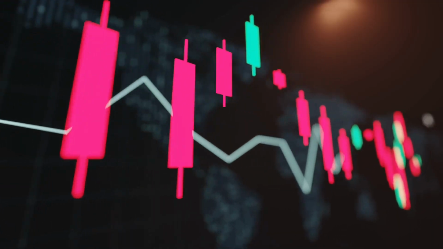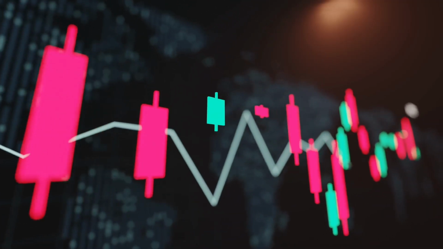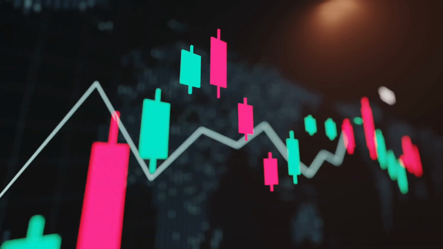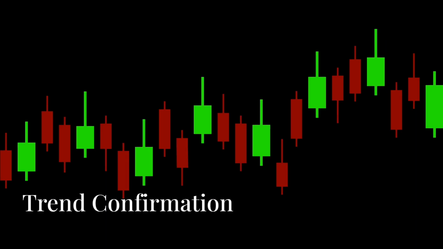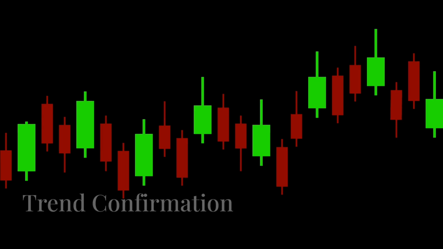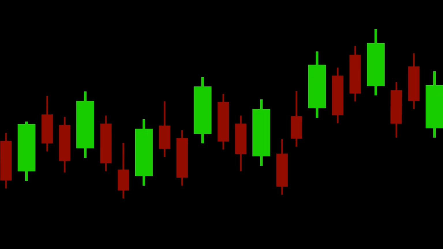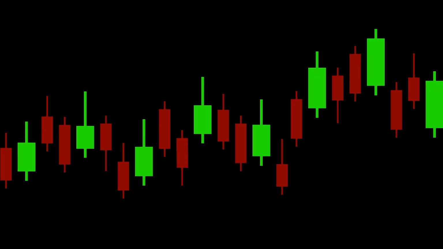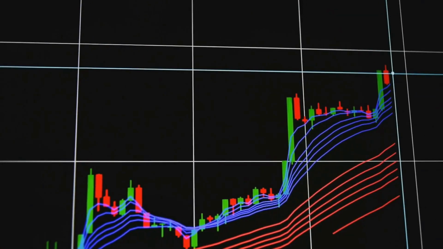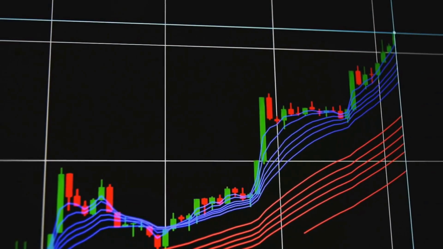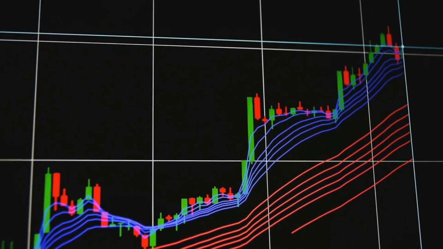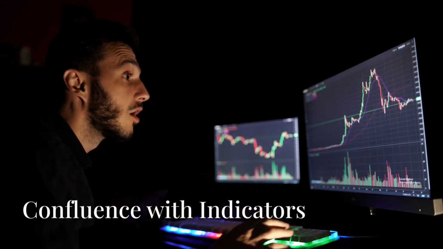Breakout strategy. If price breaks R1 with volume, it may target R2 or R3. If price breaks S1, expect S2 or S3. Trend confirmation. When the price stays above the pivot, it indicates a bullish sentiment. Conversely, if the price is below the pivot, it suggests a bearish sentiment.